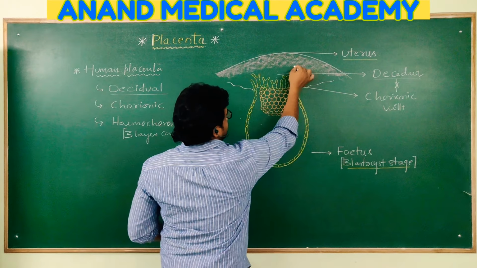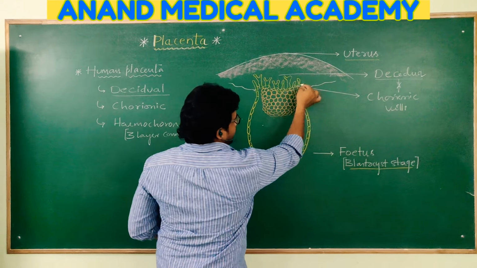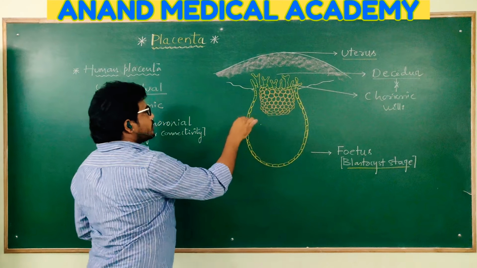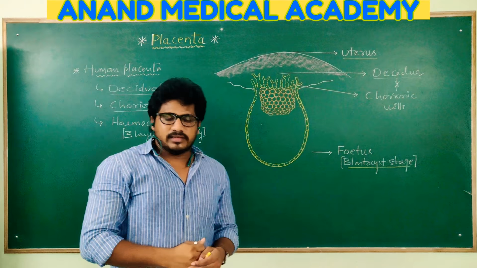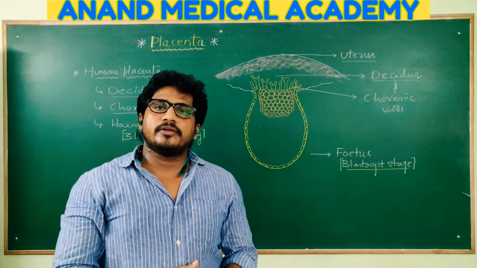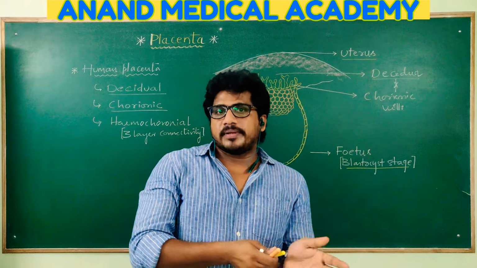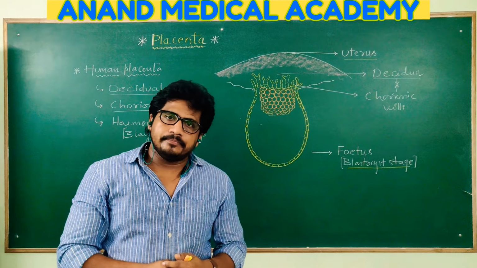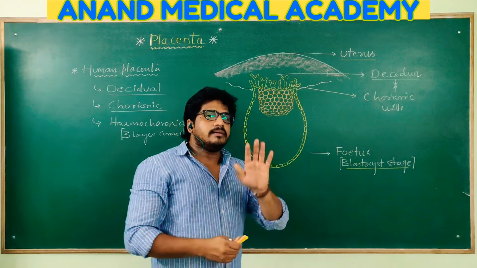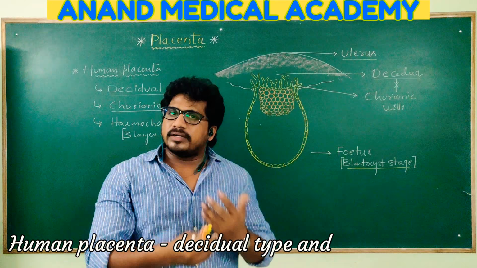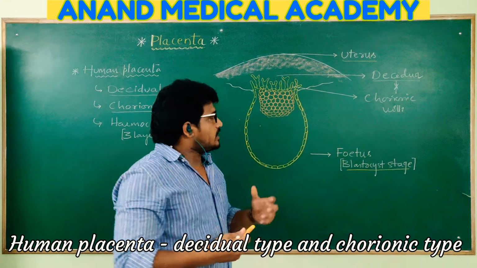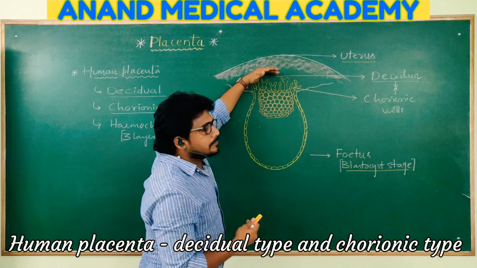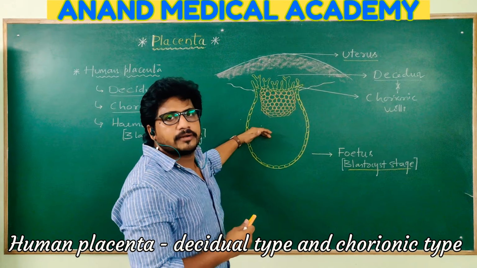So the decidual part belongs to the uterus, and the chorionic part belongs to the villi. That is why, in another way, the human placenta is a chorionic villus type, a chorionic type placenta. Why? Because of the contribution from the fetus side. So again I am telling, placenta is not only the part of the mother. Placenta is a togetherness and a shared responsibility of both the maternal part and the fetal part.